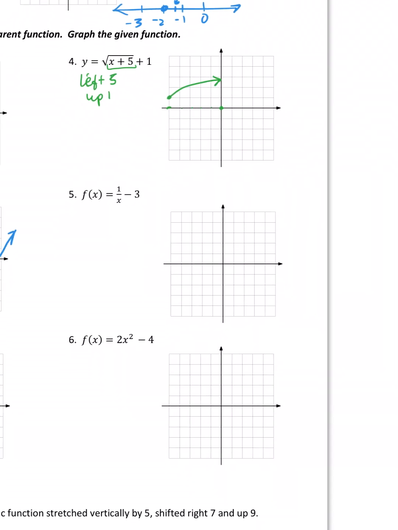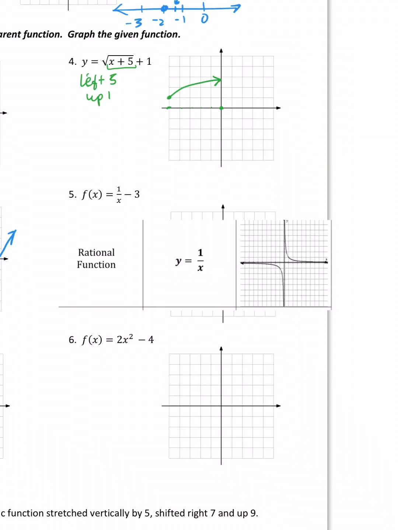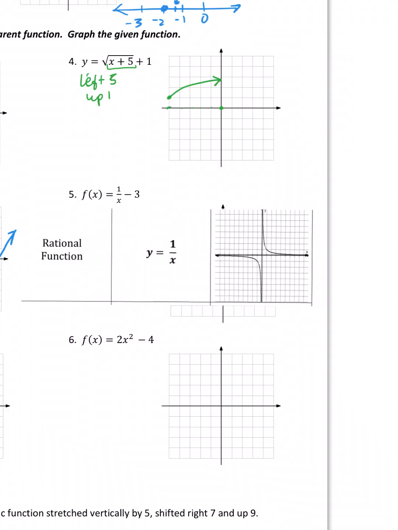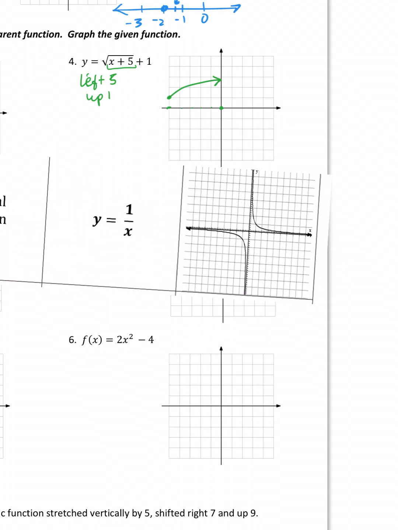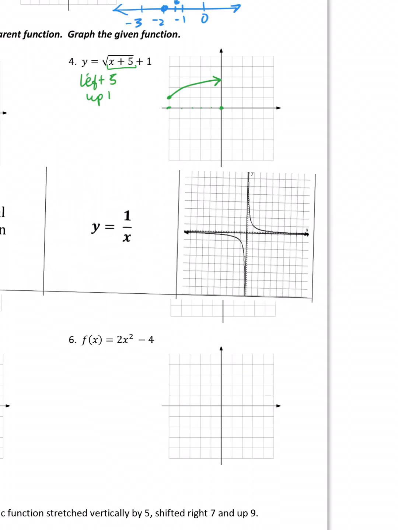What about the rational function? Pull out your pink notes if you don't recall. What is the rational function? What does that one look like? Well, this one's the one that's the L's. Okay, it looks like this. And uniquely, it has those asymptotes along the x-axis and the y-axis.